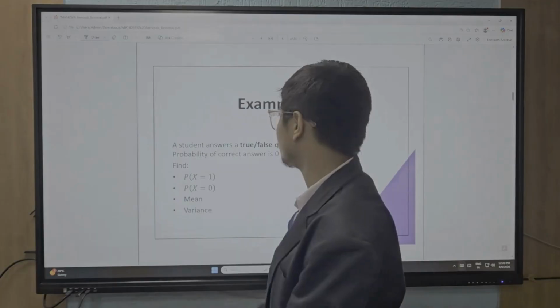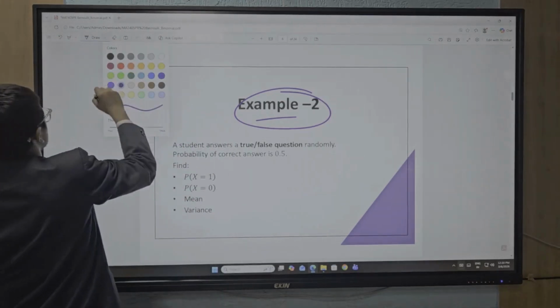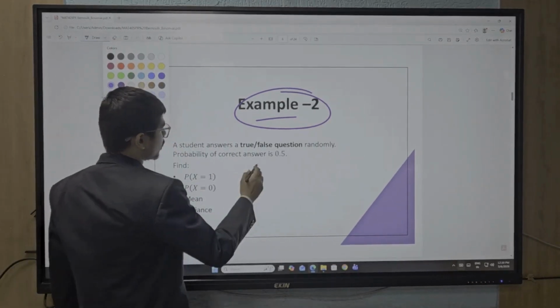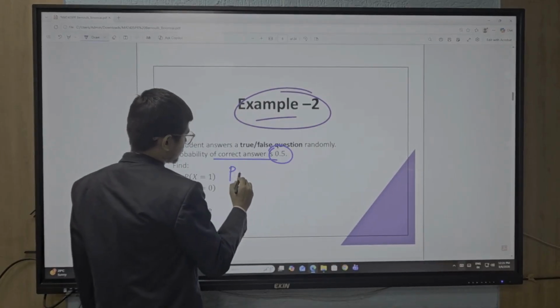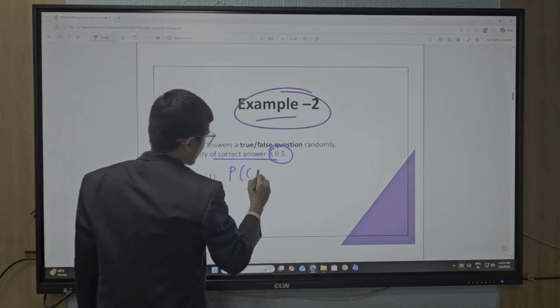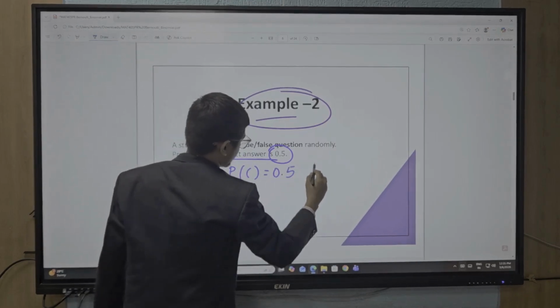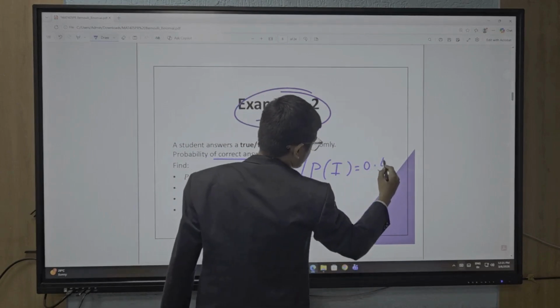So now for the next example, true and false. The probability of a correct answer is 0.5. So what is the probability of an incorrect answer? It is also 0.5.